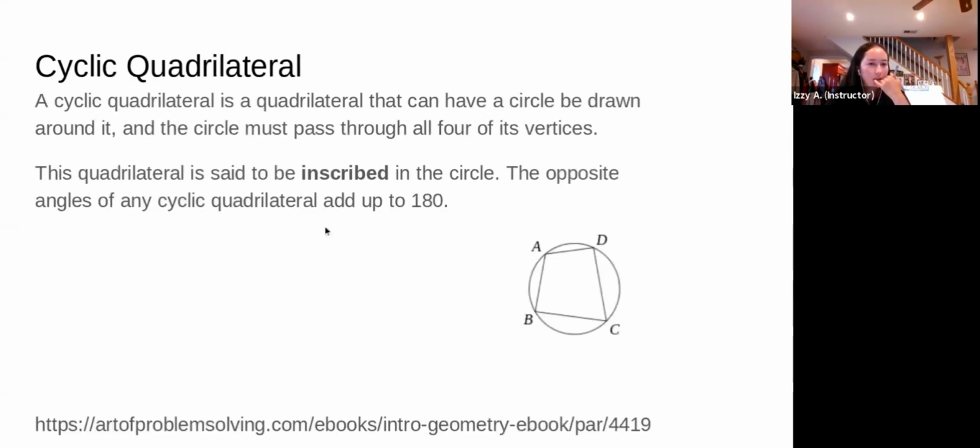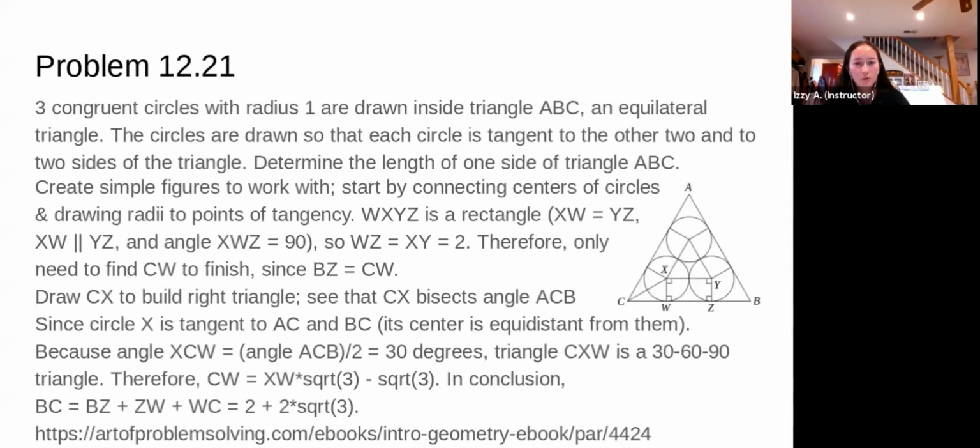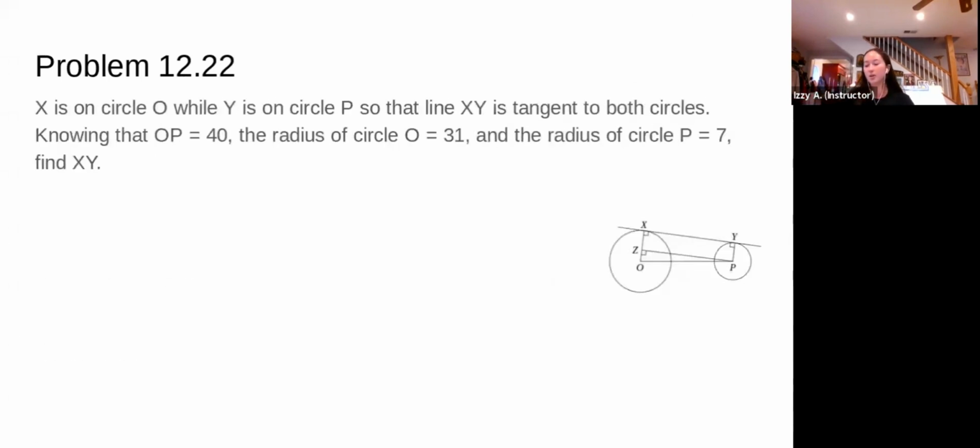Okay. A cyclic quadrilateral is a quadrilateral that can have a circle drawn around it, and the circle must pass through all four of its vertices. This quadrilateral is said to be inscribed in the circle, and the opposite angles of any of these types of quadrilaterals add up to 180 degrees. Okay. So now that we've gone through review, we can go back to this problem, and then we can move on to chapter 13.